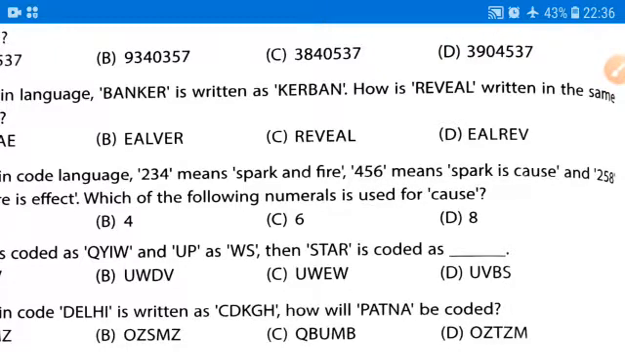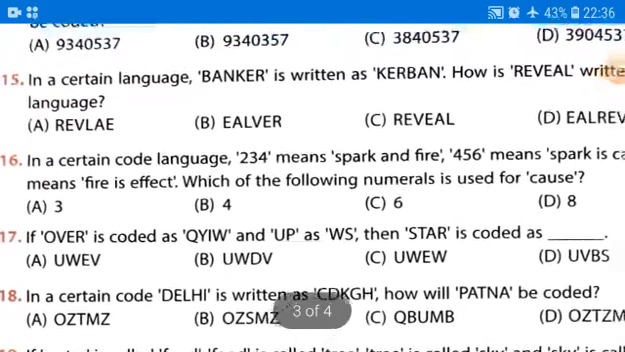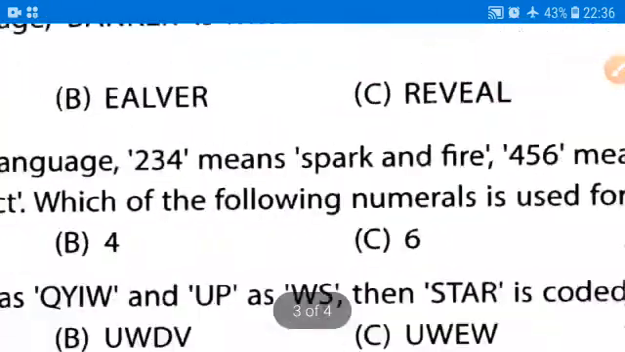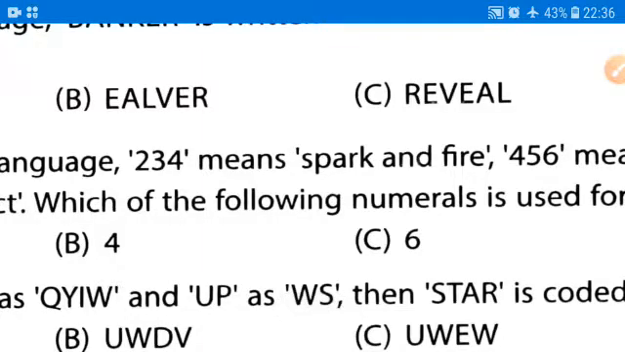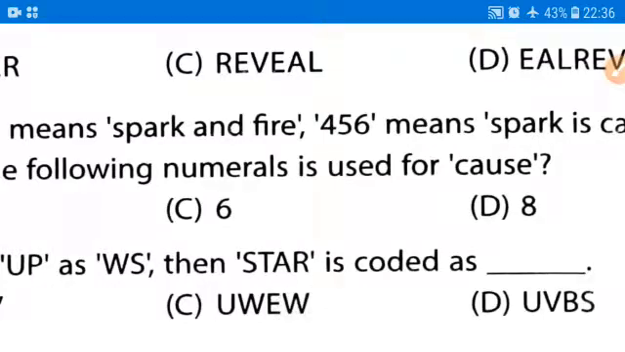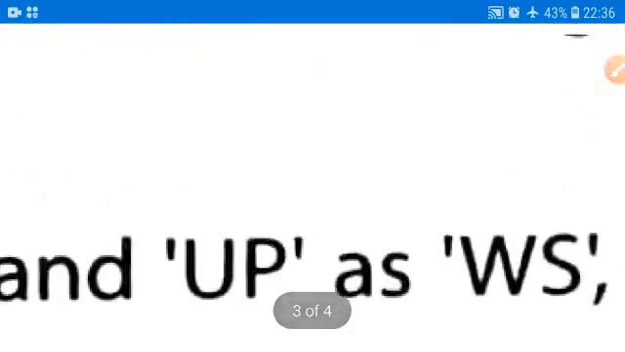So 234 means spark and fire, 456 means spark is cause, 258 means fire is effect. Which of the following numerals is used for cause? You can see here different numerals are used for different words. We have to find out which of the following numerals is used for cause. Let us write first, then we will solve this with the help of a simple method.